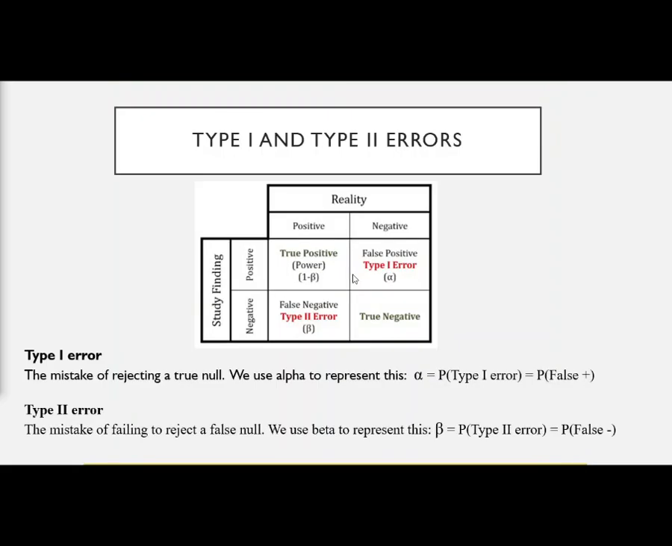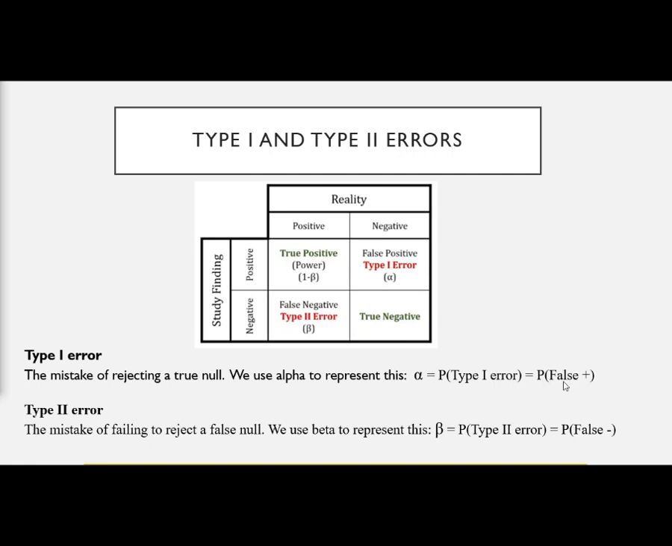A type 1 error, right here, and I showed you this when we did sensitivity and specificity because it's very, very much related to that. A false positive is the probability of rejecting a true null. So the null hypothesis is true, but we rejected it. We use alpha to represent this. Alpha is equal to the probability of making a type 1 error, and it's equal to the probability of making a false positive.